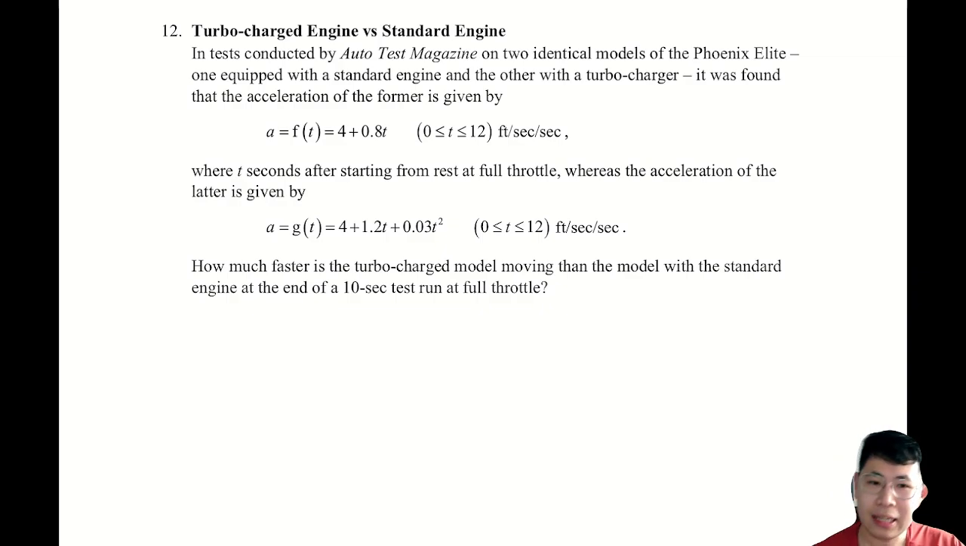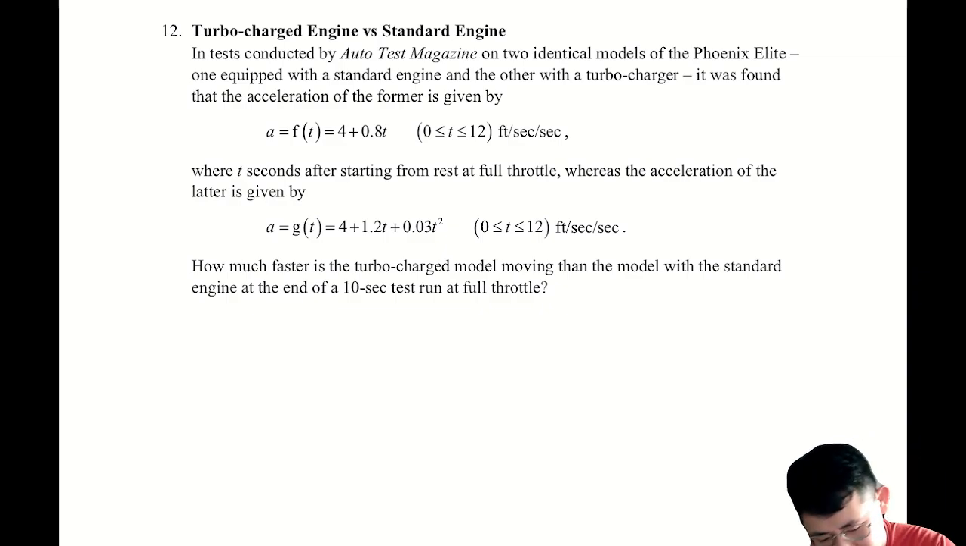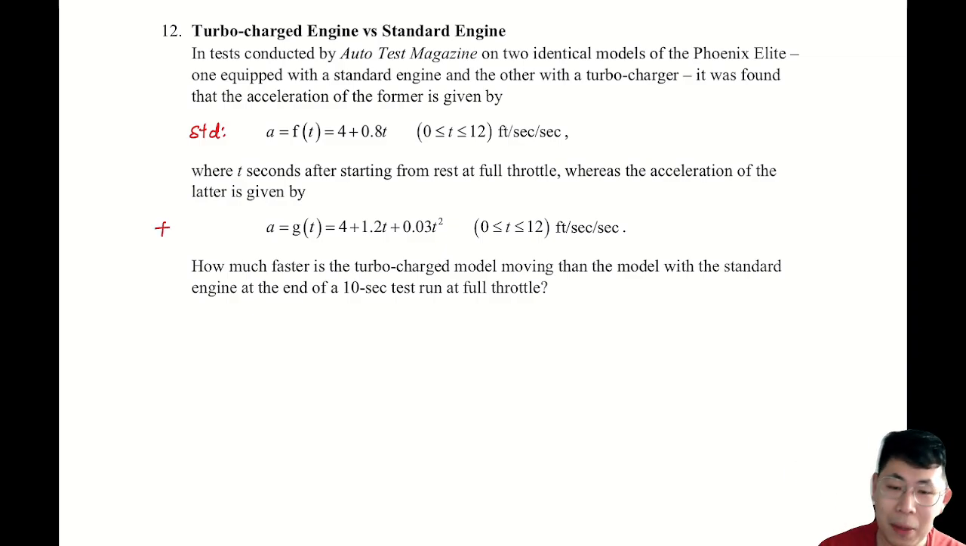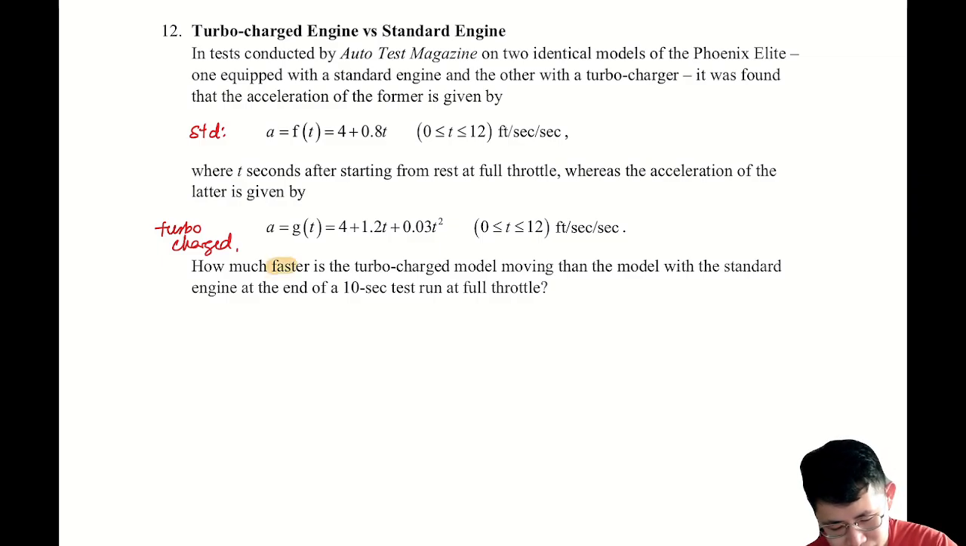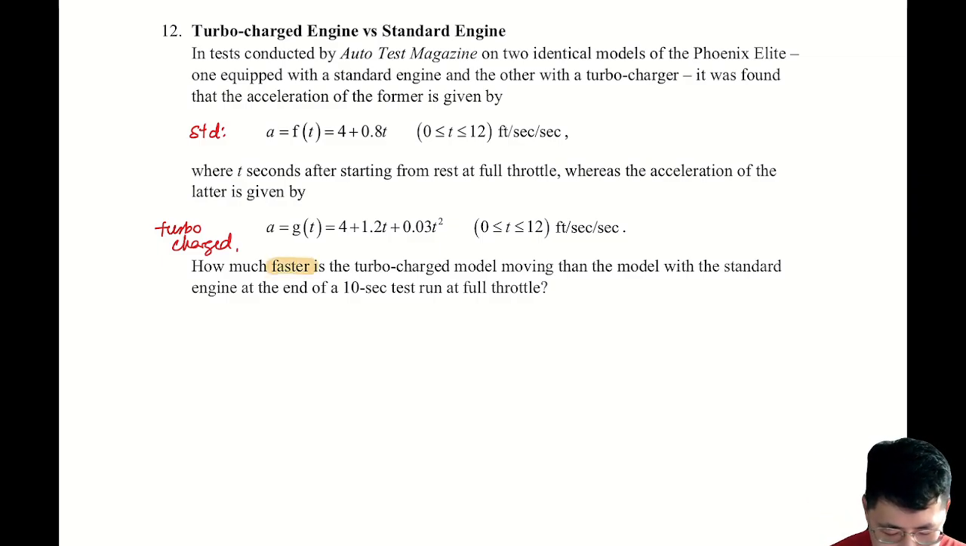So last question, number 12. This is a turbocharged engine versus standard engine. Let's read the question. We have two identical models of the engine. The former one, the standard engine, is given by this, and this one over here would be the turbocharged engine. How much faster is the turbocharged model moving than the model with the standard engine at the end of a 10-second test?